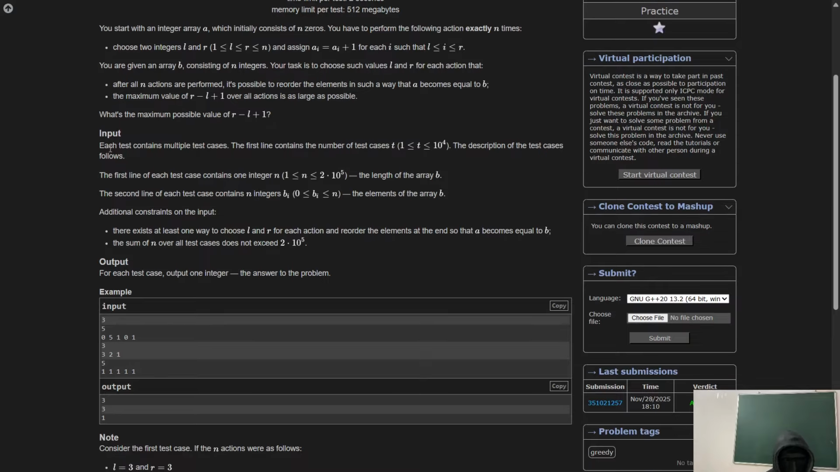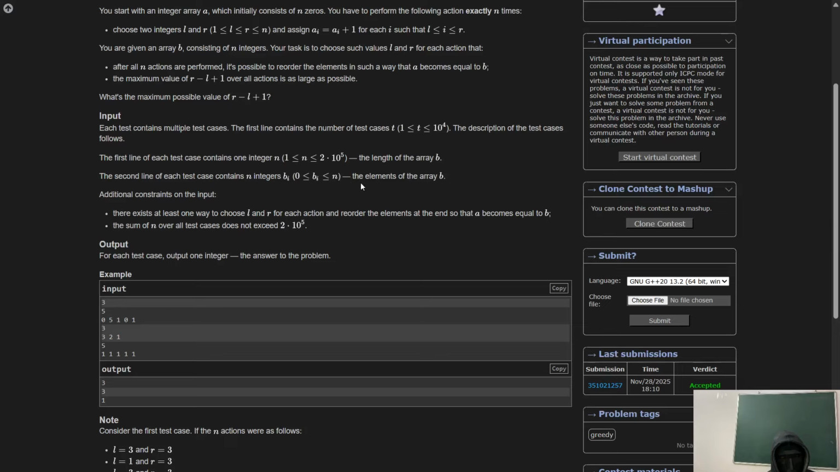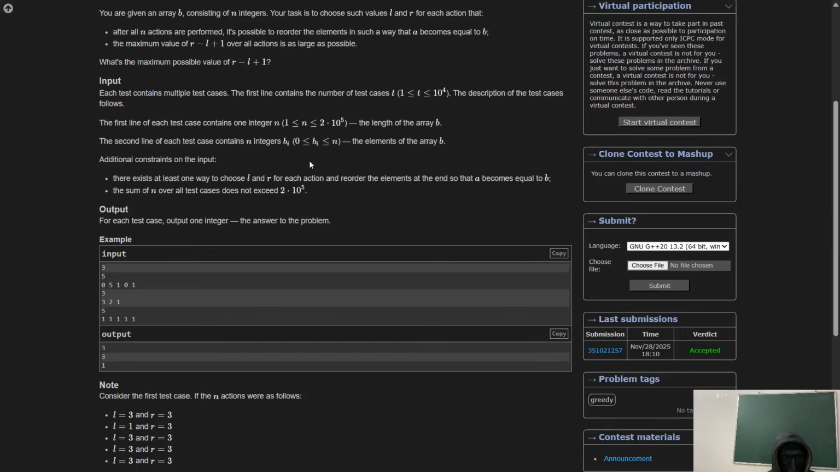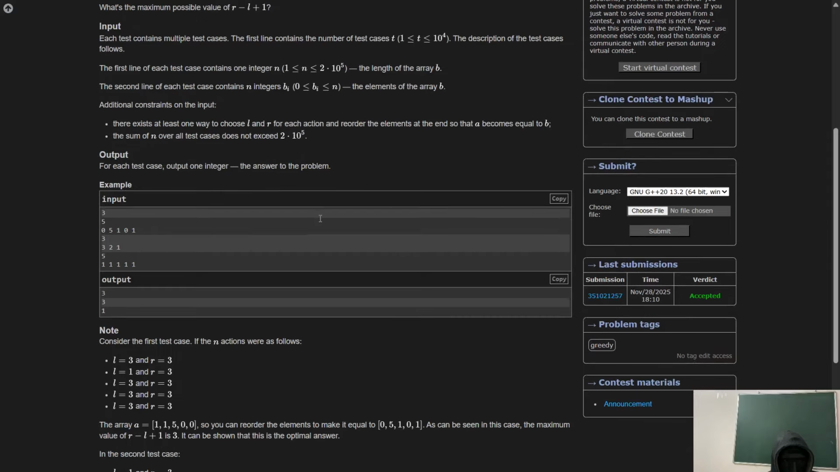Okay, so let's take input. We have test cases, and in each test case the first line has n as the length of the array B, and then in the next line we have the b_i elements, all n of them. Since array A is initially all 0, it is not given. An additional constraint on input is that there exists at least one way. This is very important, it hints that an answer exists: there exists at least one way to choose L and R for each action and reorder the elements at the end.